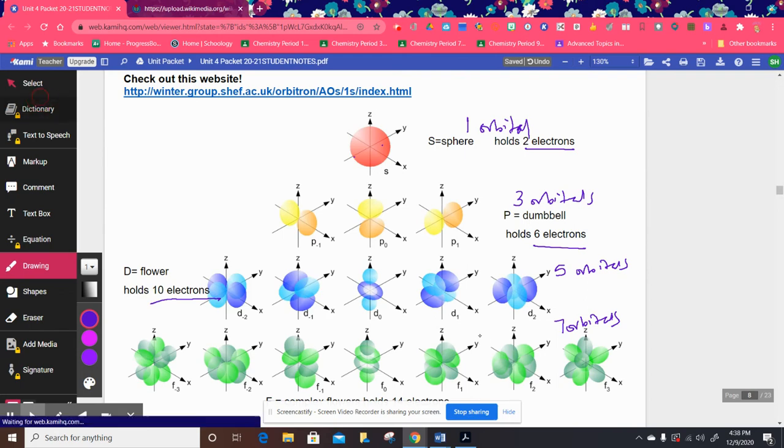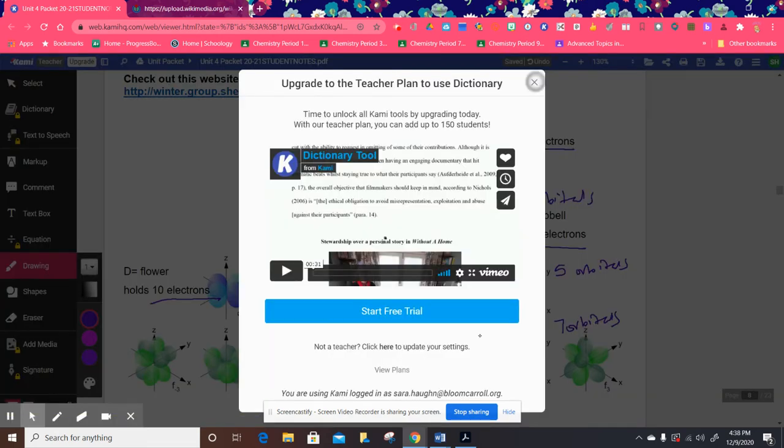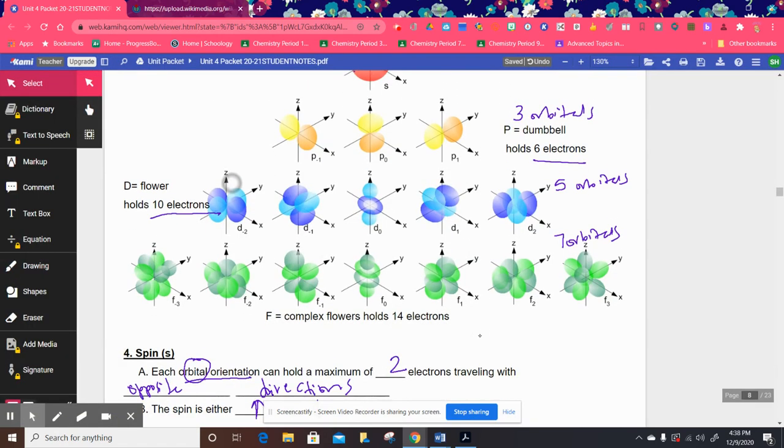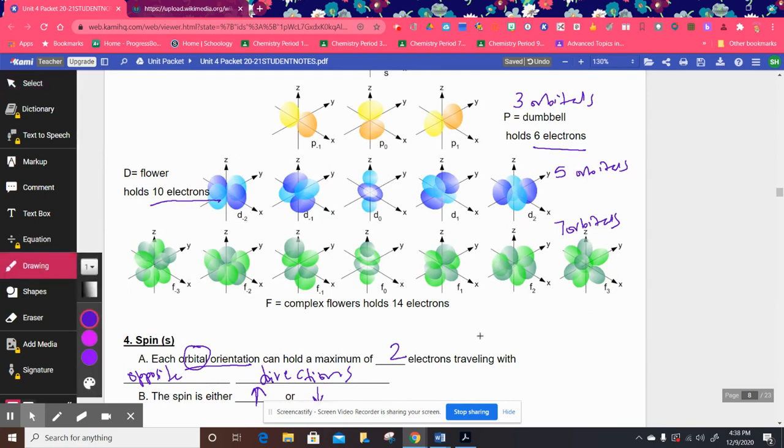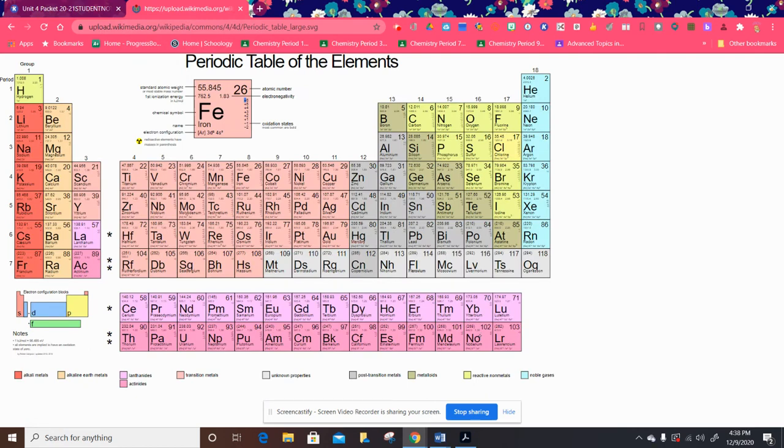And then when we look at the F sublevel, there are 7 orbitals, which means that we can have a maximum of 14 electrons, so 7 times 2. I want you guys to pull out your periodic table and see how that corresponds.